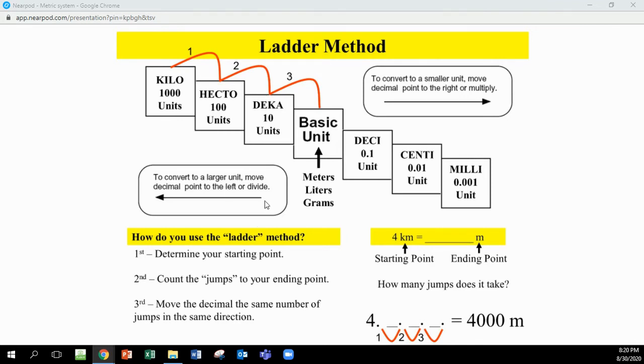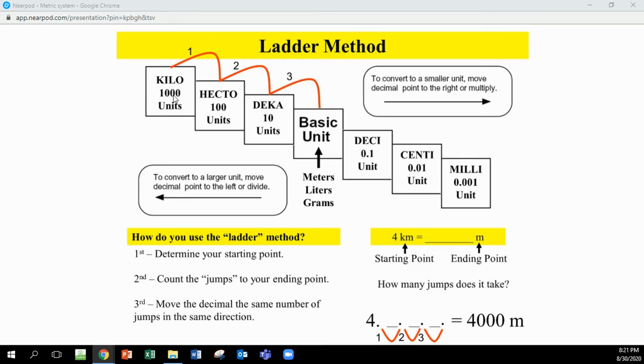If you're going to a larger unit, you're going to move your decimal point to the left. If you're going to a smaller unit, you're going to move your decimal point to the right. If I want to go from kilo to meters, let's say I have 1 kilometer, and I want to know how many meters that is. How many spots are we moving? We're moving 1, 2, 3 spots.